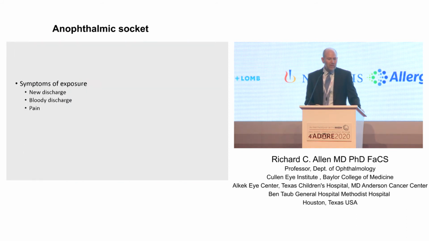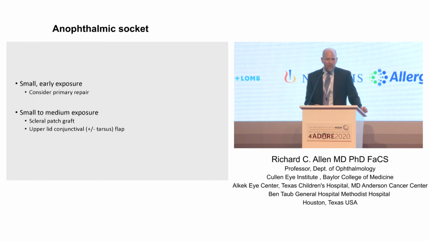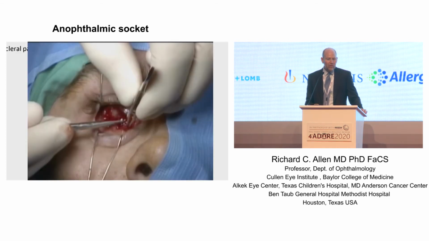What are the symptoms of exposure? New discharge, bloody discharge, pain. Obviously, you're going to see it on examination. You'll see a visible implant, but if you ever see a pyogenic granuloma in an anophthalmic socket, you have to consider that this is probably an exposure somewhere. So if you see that pyogenic granuloma in an anophthalmic socket, think exposure. For small exposures, consider primary repair. For small to medium exposures, scleral patch graft is what I usually do.